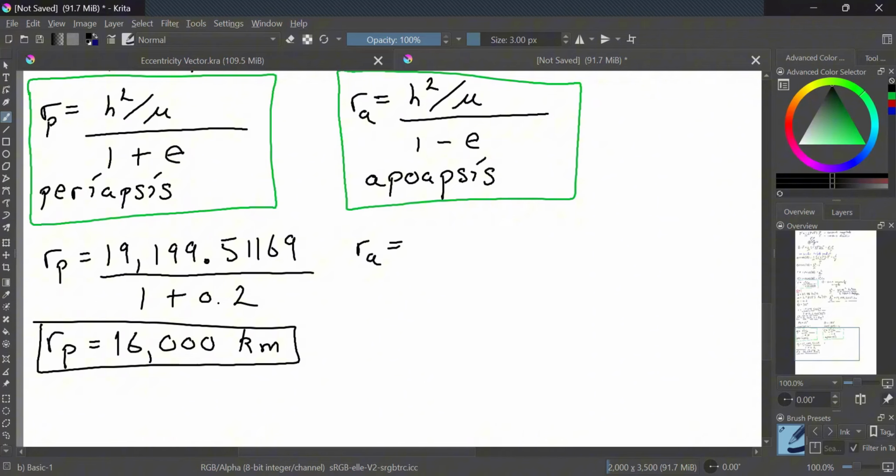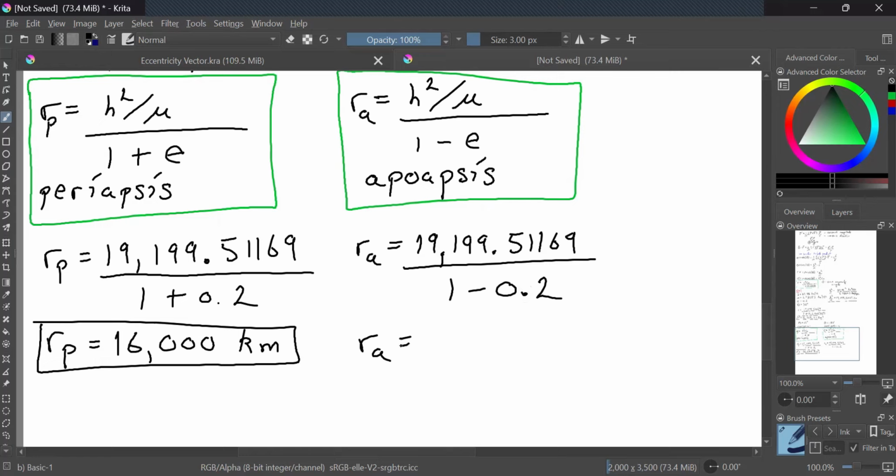And for our apoapsis, when we plug that in, again rounding to the nearest kilometer, that turns into 24,000 kilometers.